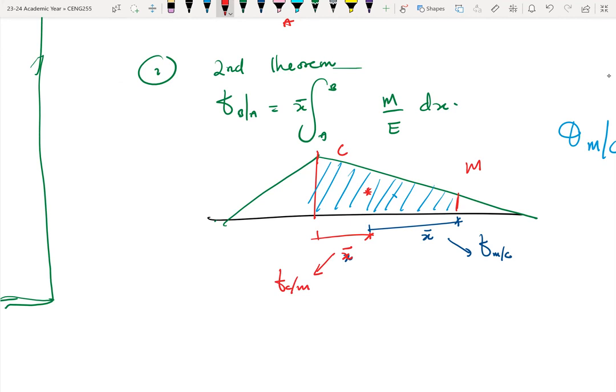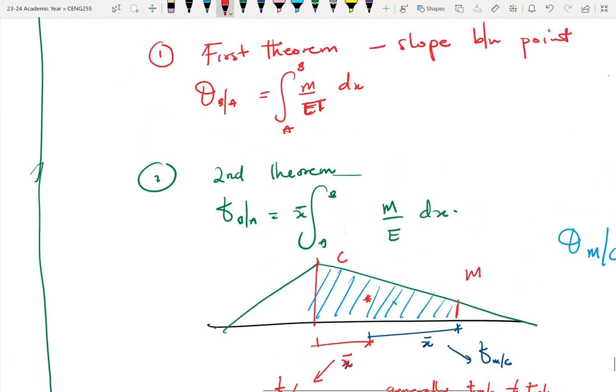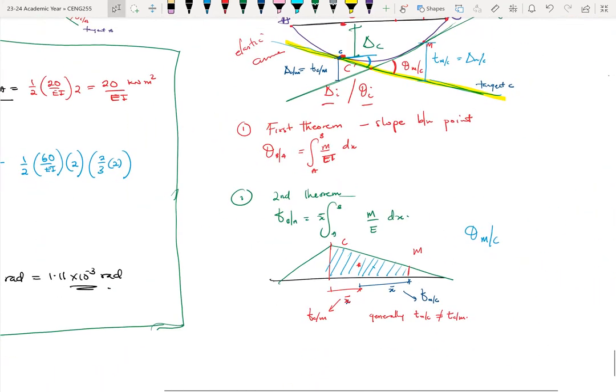Sometimes TCM can be equal to TMC. Sometimes, but it's hardly the case. So I can say that generally, TMC is not equal to TCM. Generally. Yes, there are some instances where that happens, but mostly they are not the same. Once you find these slopes, theta MC or theta CM, in this case, they'll be the same.